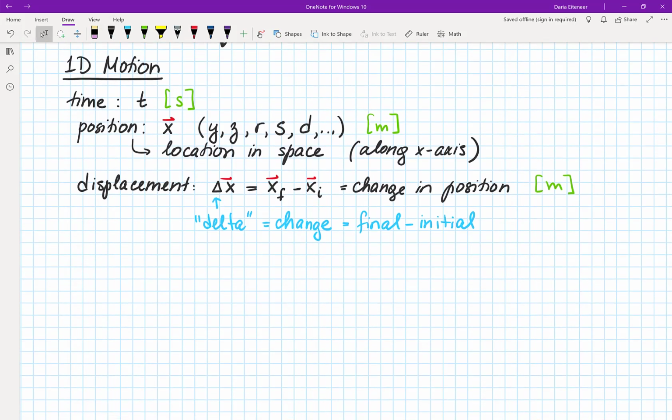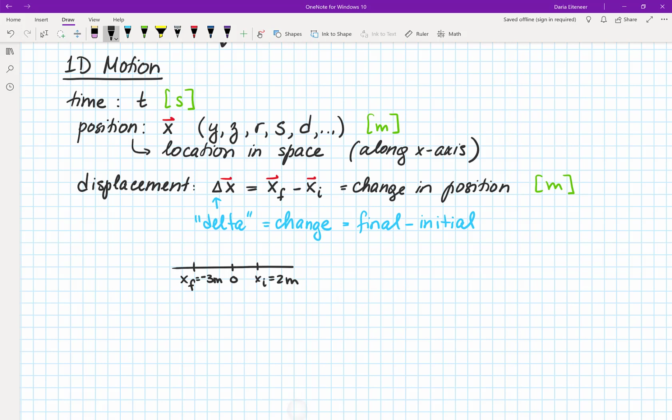Now, let's just do a super quick example. So here is my coordinate axis with a 0. And then let me define x initial as 2 meters, and x final is -3 meters. See how I'm not writing x initial and x final as vectors? But the fact that that value could be positive or negative already tells you that position is a vector. So to the right of the origin, to the left of the origin.